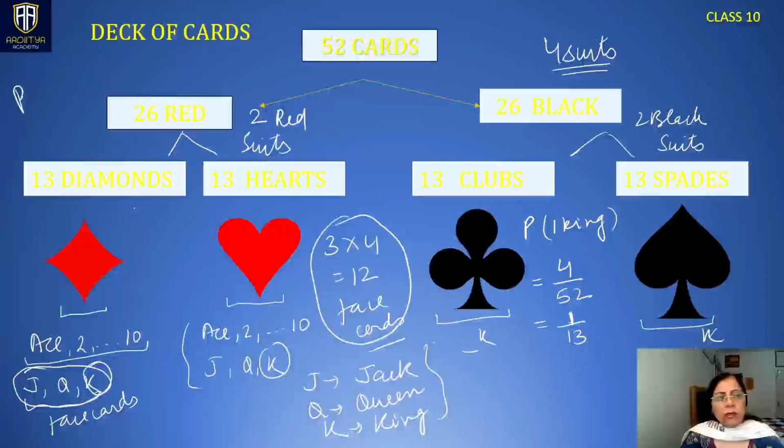Next, the probability of a diamond. What is the probability of getting a diamond card when we draw one card? How many diamonds are there? We have 13 diamond cards. So favorable is 13 and total is 52. So it's 1 by 4. I hope this is clear now.